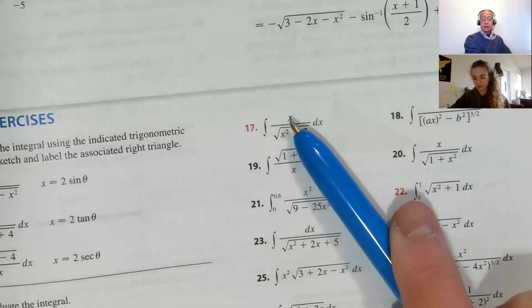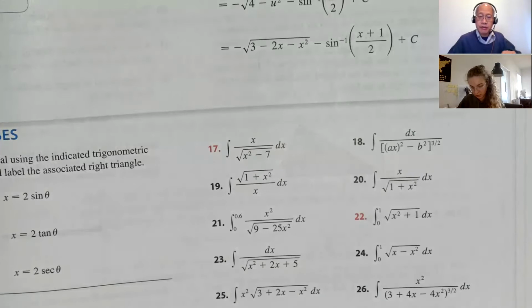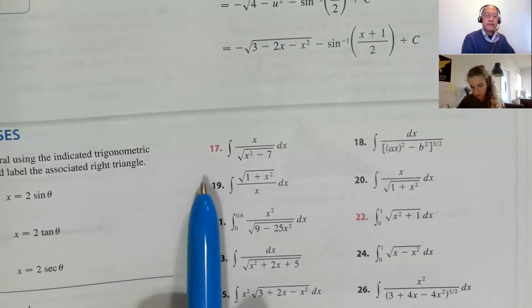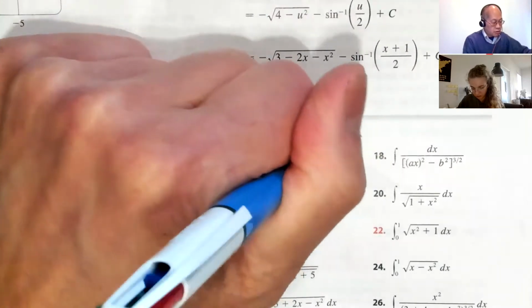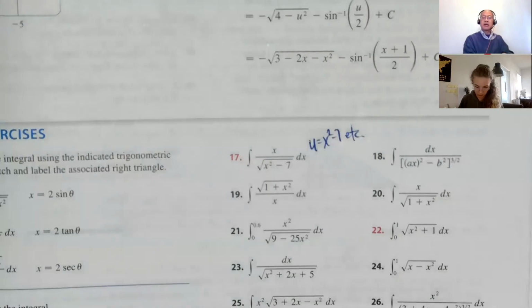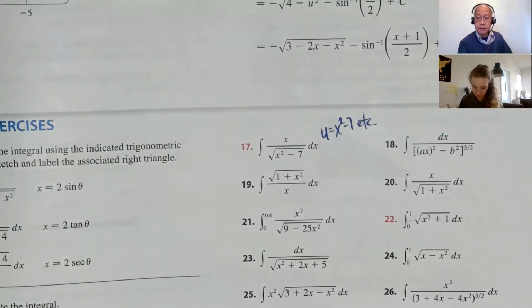2x. So 17 is kind of like, hey, don't forget all the integration that you had before. I would not do 17 by all this stuff. Just do a u substitution. I'll just tell you u equals x squared minus 7, etc. That is a lot faster. So just do 17 by a regular u substitution.